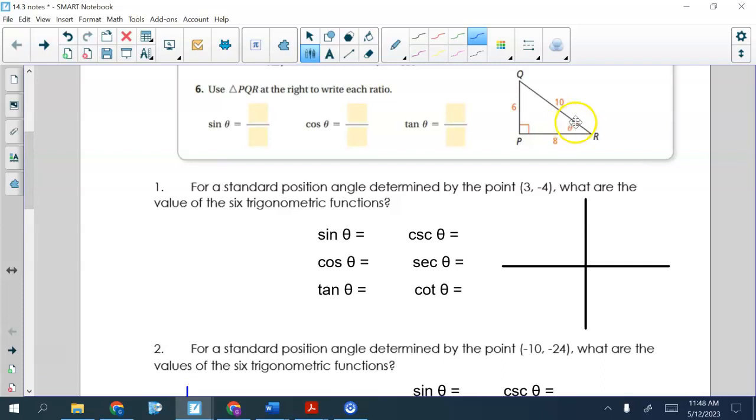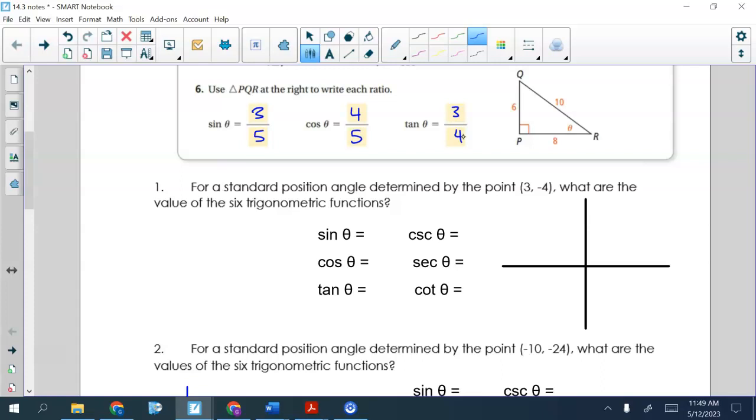All right, so sine theta, when you're starting at theta, sine is opposite over hypotenuse, 6 over 10 would simplify to be 3 over 5. Cosine, CAH, adjacent over hypotenuse, 8/10, which should simplify to be 4/5. And tangent, TOA, opposite over adjacent, 6/8, which simplifies to be 3/4. All right, let's look at the next one.